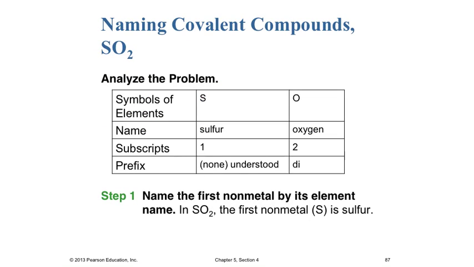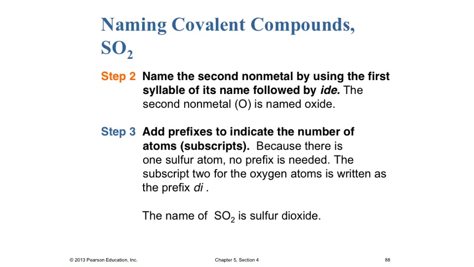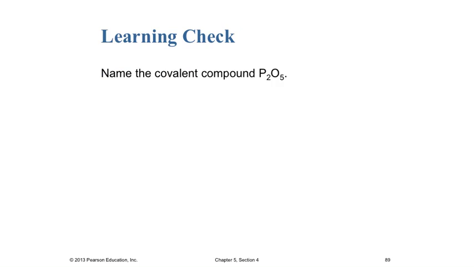So let's work through this covalent compound. Sulfur, oxygen 2. So we name sulfur, oxygen, there's 1 sulfur, so we do not put mono, but we have oxygen, and oxygen has 2 atoms, so we use di. So we name the second nonmetal, which is oxygen. We drop the ending and add ide, and we add di for the prefixes because there's 2 oxygens. So we have sulfur dioxide.